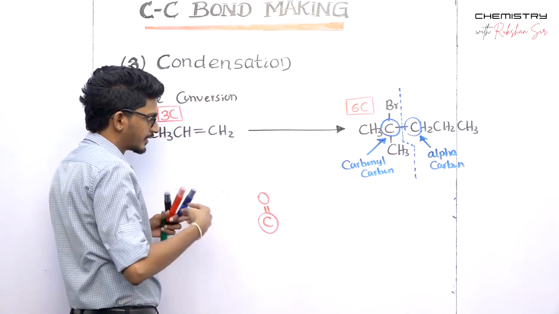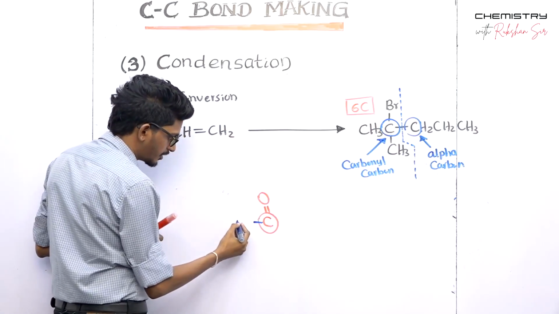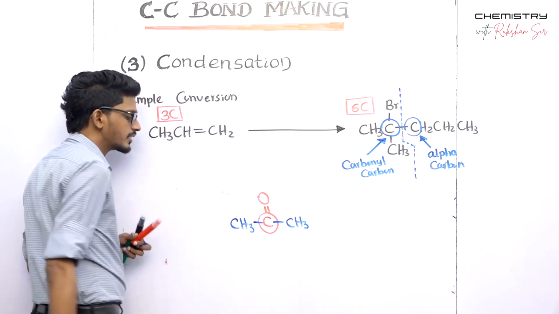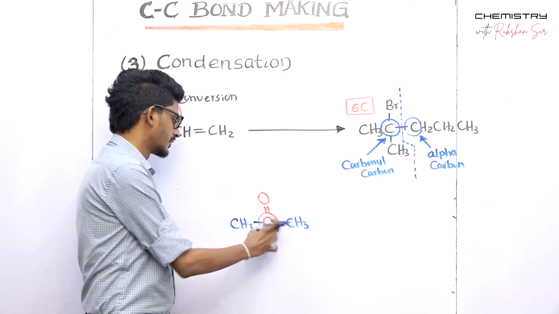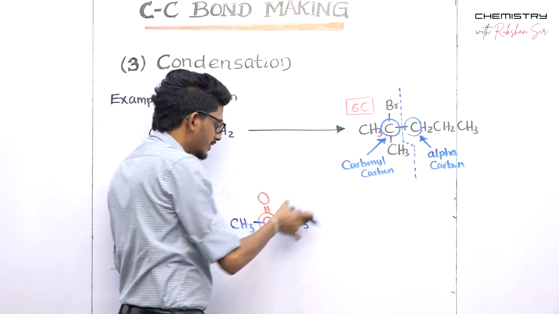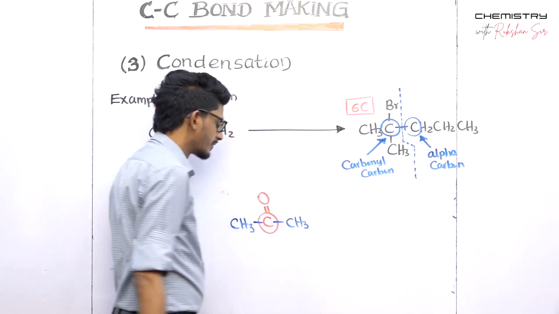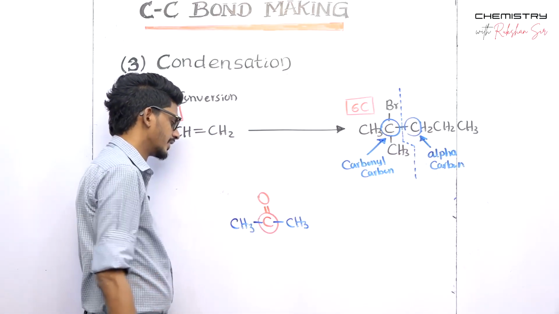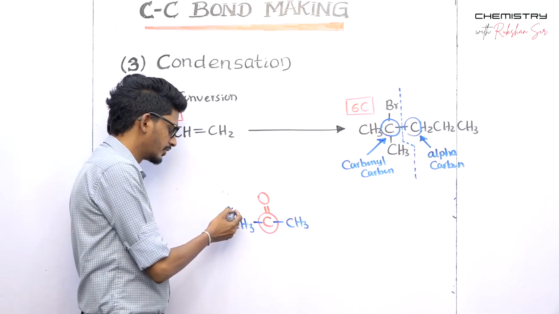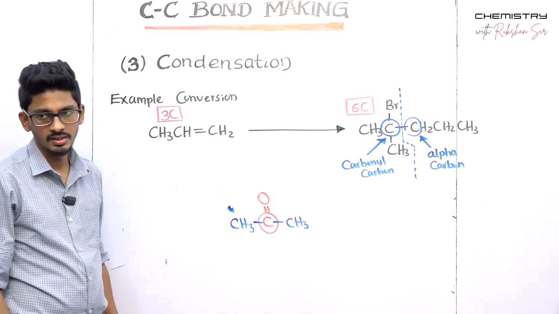And to that carbonyl carbon, we have 2 CH3 groups. Just the R groups are added, right? Okay. So this block is coming from this. This block is coming from this, as well as this block. Why is that? If you think of the alpha carbon of this one, that is your corner carbon. So both the blocks are coming from this one single compound.